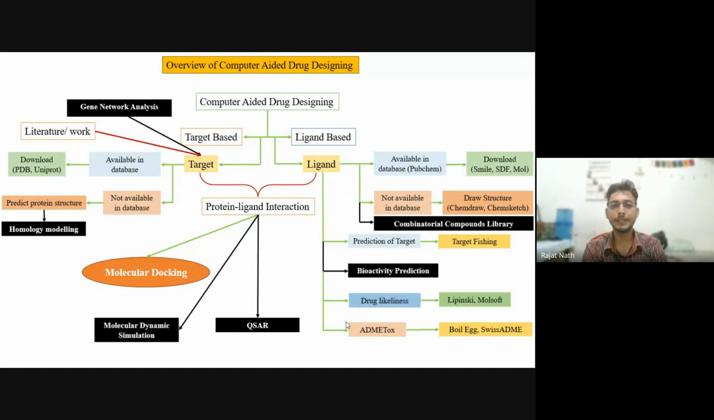So after completing the computer drug designing, when you go for the in vitro or in vivo studies, the chances of failure of the experiment are very low. This is why the modern era is working on computer drug designing more than traditional drug designing. Okay, so this was the overview of computer drug designing.